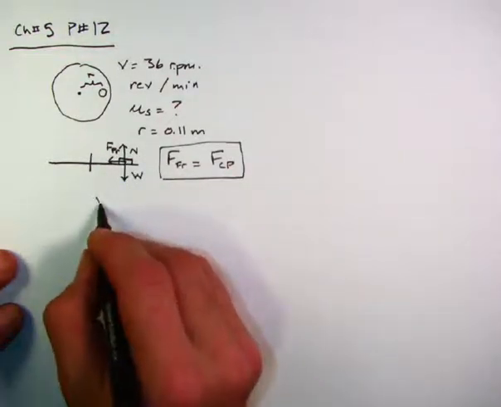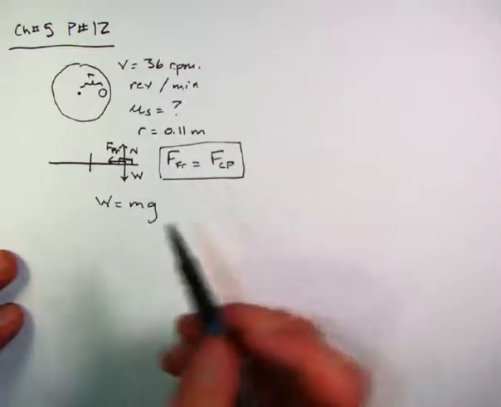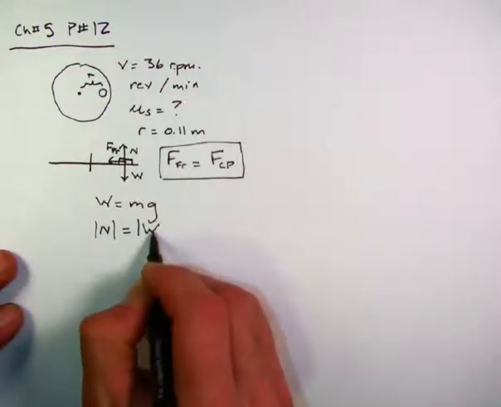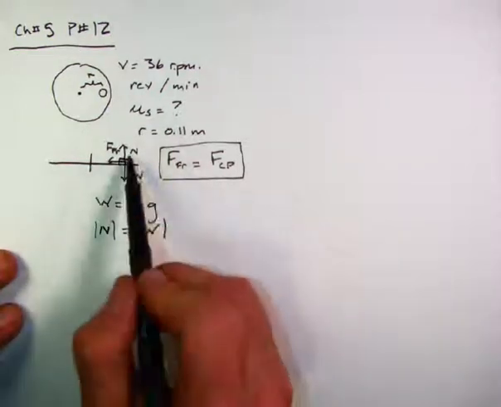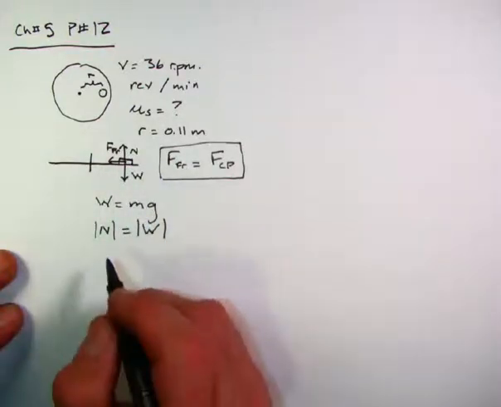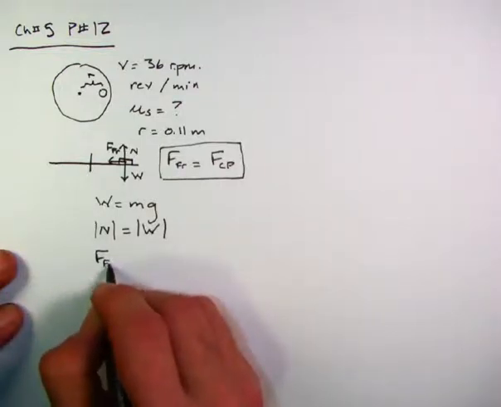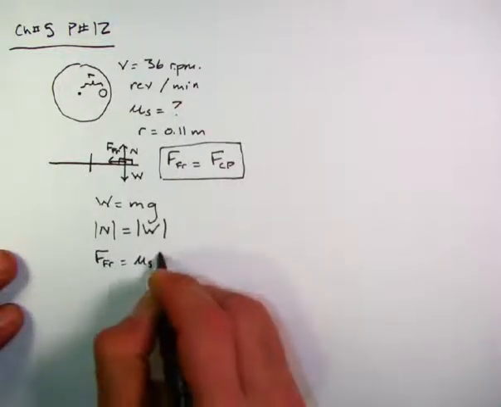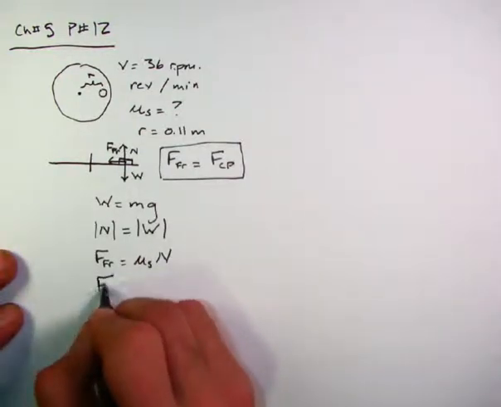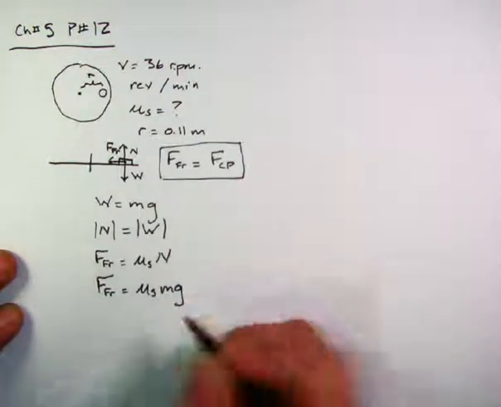In this case, the weight has to be mg, and the magnitude of the normal force has to equal the magnitude of the weight. So the normal and the weight are equal in magnitude and opposite in direction. And of course, we know that the friction force is mu times the normal force. So we could say that the friction force is equal to mu sub s mg.